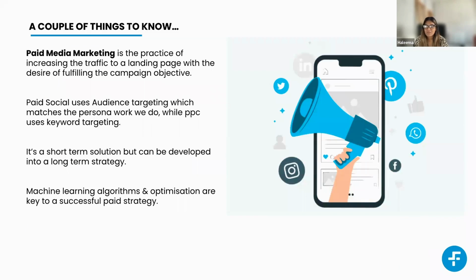Okay, so just a couple of things to know. Paid media marketing is the practice of increasing the traffic to a landing page with a desire of fulfilling the campaign objective. Some campaigns might have the objective of impressions, some might be leads, so it can really vary. Paid social uses audience targeting, which goes in with the persona work that you do, while PPC does keyword targeting. So it's a little bit different.